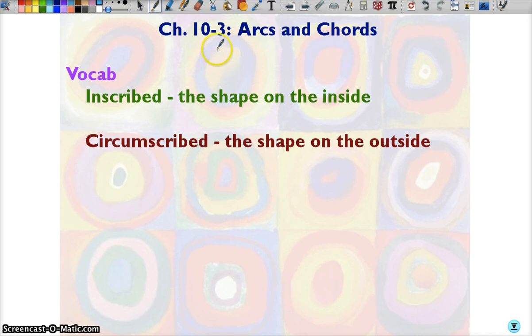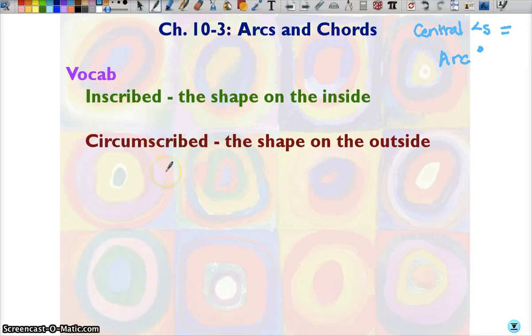Okay, so we're getting to section 3 now where we have arcs and chords. Before we had chords, but we talked about central angles and chords. Remember that, and I can kind of throw this up here. Central angles are equal to arc degree. Okay, so they are exactly the same. Remember, central angle means that the vertex is at the center of the circle. So when we get into this, we have two vocab words, inscribed and circumscribed.